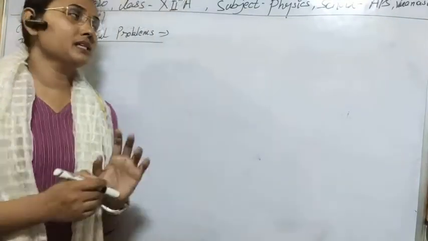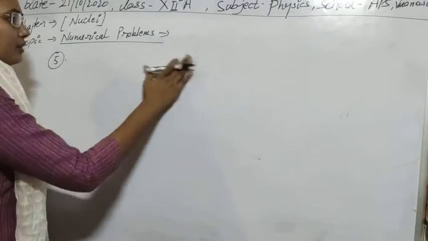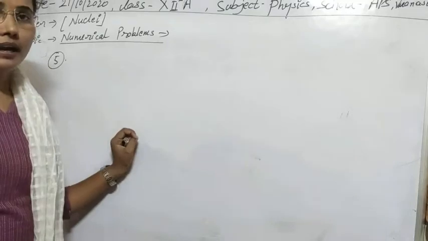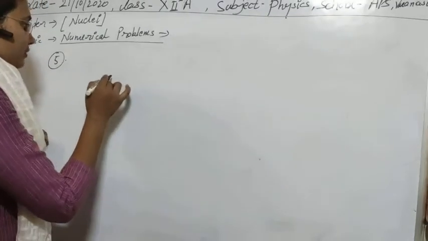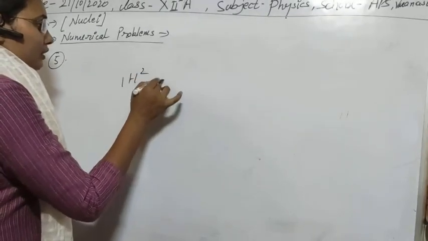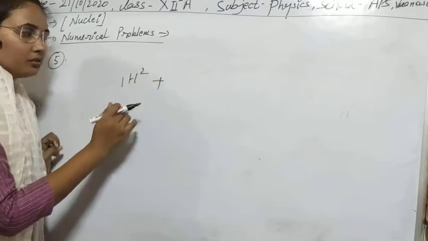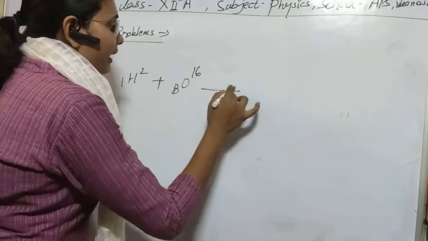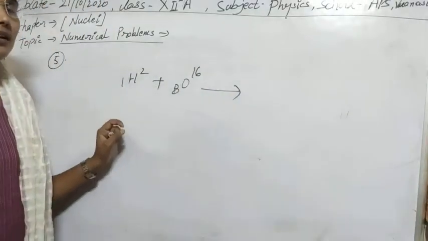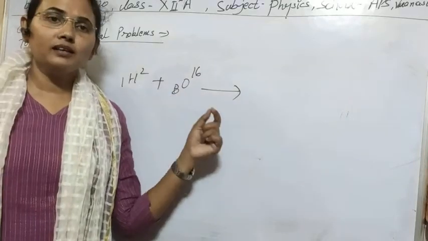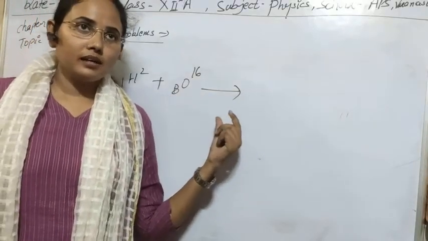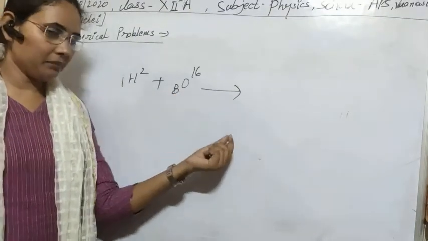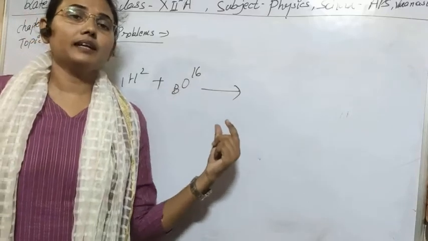So here is one more similar problem, just to clear your confusion. Suppose that a neutron, 1n0, is bombarded on an oxygen-16 atom. After bombardment, it is given that an alpha particle is emitted along with a nucleus. Again we have to find out the mass number, atomic number, and chemical name of the remaining nucleus.